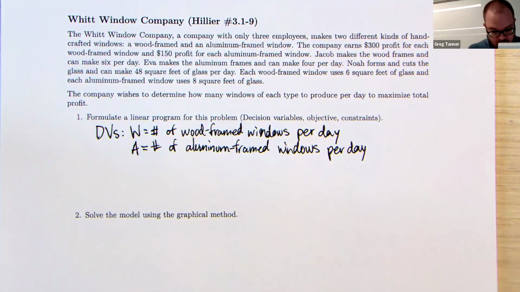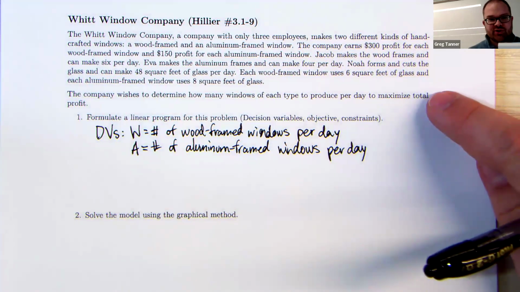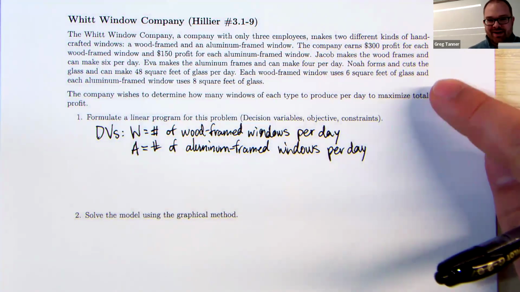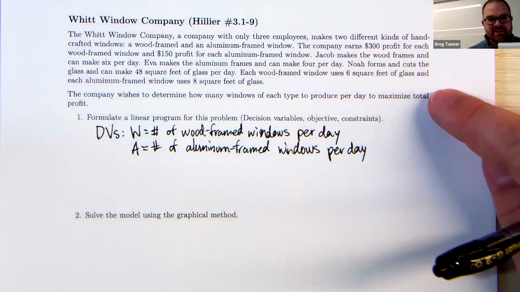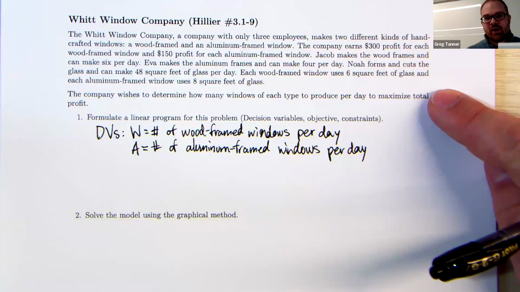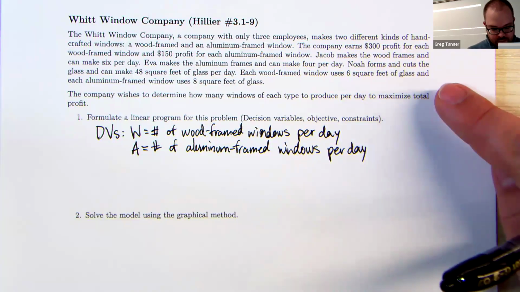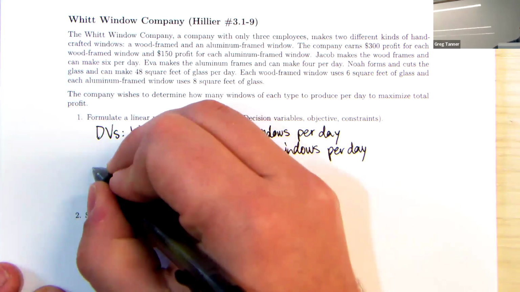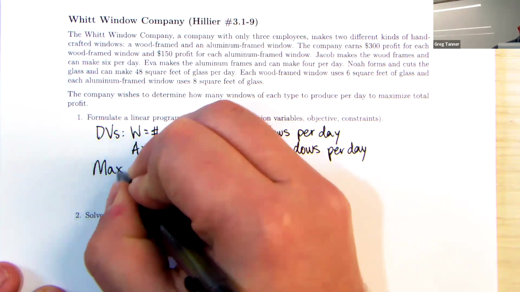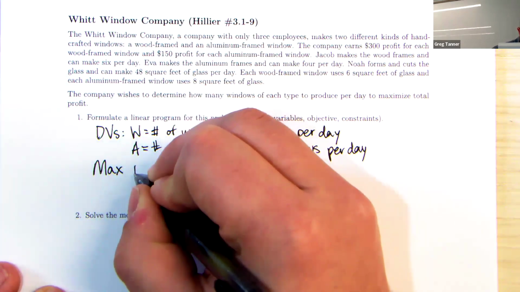What's my goal? Well, my goal here is going to be to maximize total profit. Actually, in most of these homework problems or example problems, it will be pretty explicit about what it is that they want to minimize or maximize. What's their goal? And so in this case, we want to maximize profit.